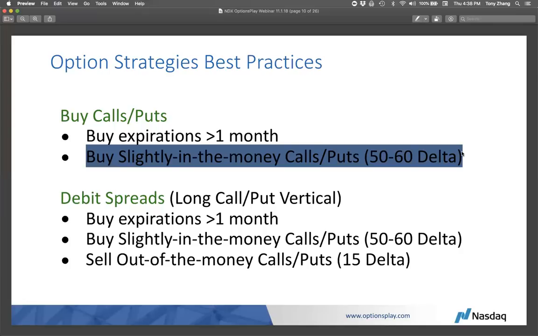A more advanced strategy is a debit spread. If you've traded a debit spread, please type yes into the chat window, or no if you haven't. A debit spread is basically the same thing as buying a call or a put, but we're going to add an additional leg to it, which brings some additional benefits.